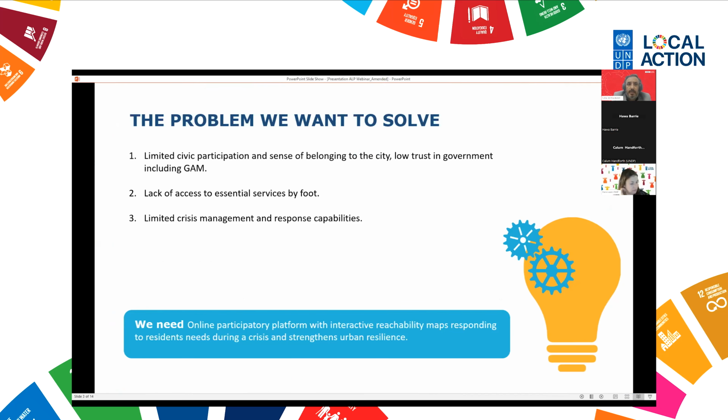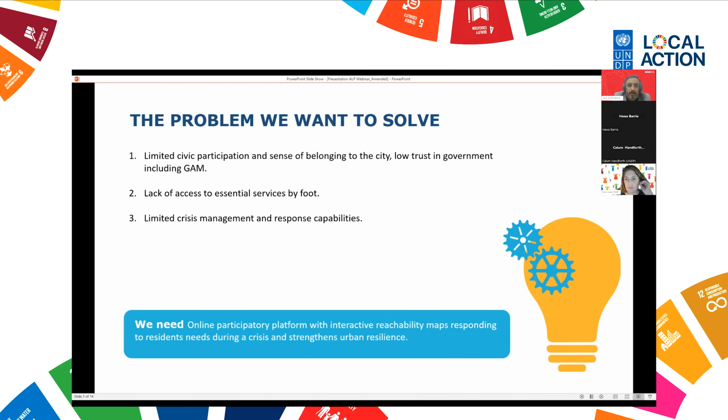We can solve a lack of participation and sense of belonging to the city, and a lack of trust in government, including GAM services, where we have limited access to essential services by foot, and limited crisis management during corona or other crises. As you know, we have a lot of refugees here in Amman. We have limited management of this crisis, in which the citizen can get essential services.